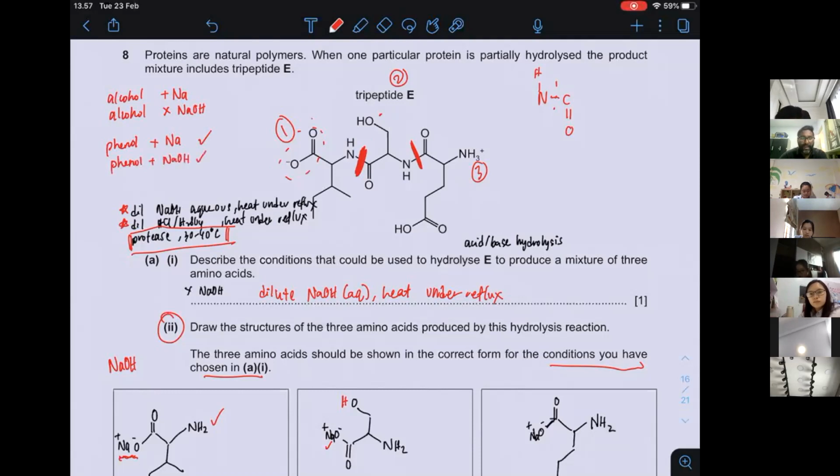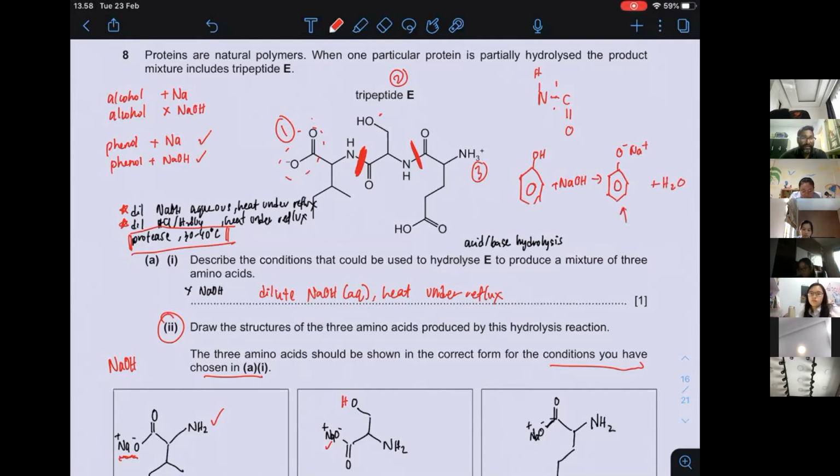Okay, please take note of this. Phenol does react with sodium hydroxide. So if I put, this is phenol. When it reacts with sodium hydroxide, you are going to get the phenoxide ion, O minus Na plus, and then H2O. This is going to happen.